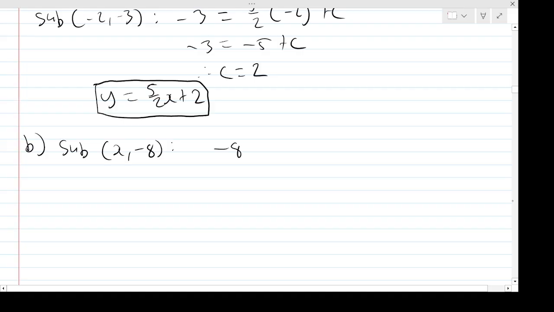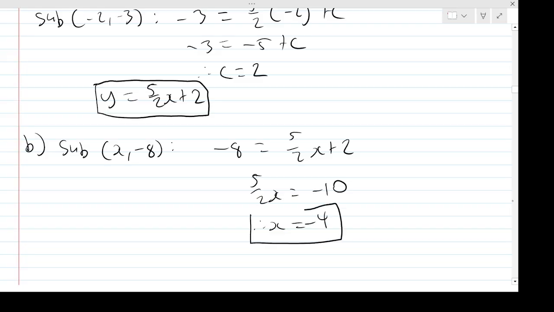So then y is minus 8, then I get minus 8 equals 5 over 2 x plus 2. Then I get 5 over 2 x, if I take away 2, equals minus 10. Therefore x is, if I divide both sides by 5 over 2, minus 10 divided by 5 over 2, which gets me minus 4. Great stuff.